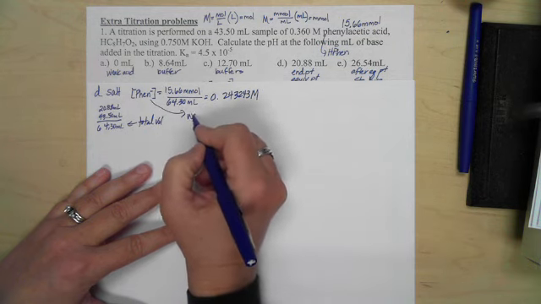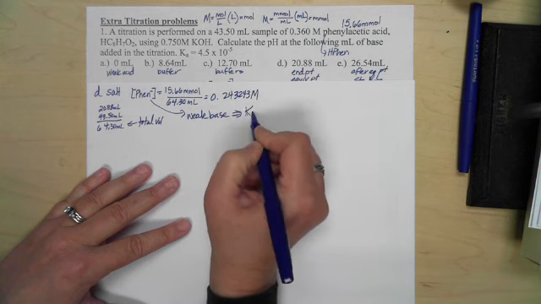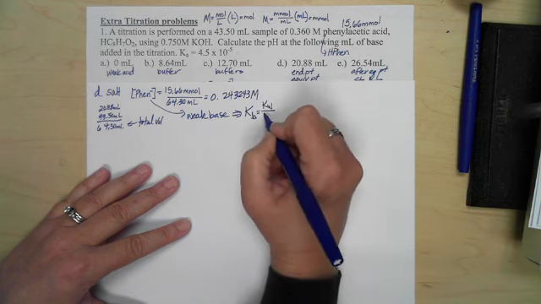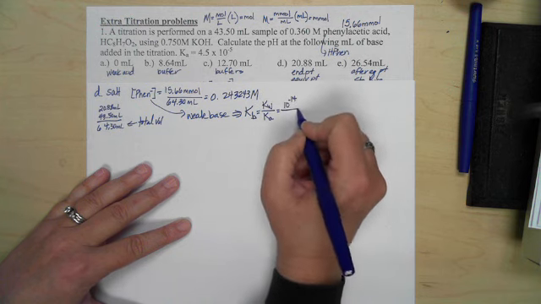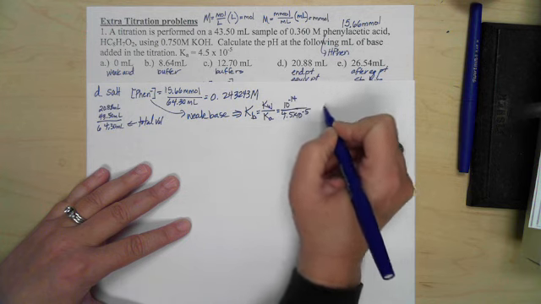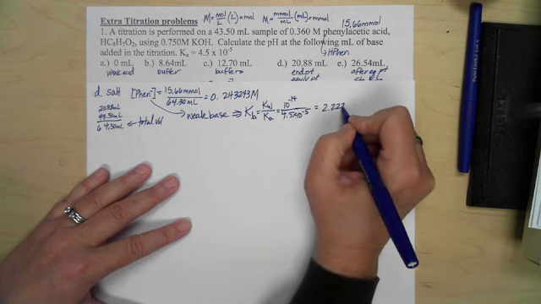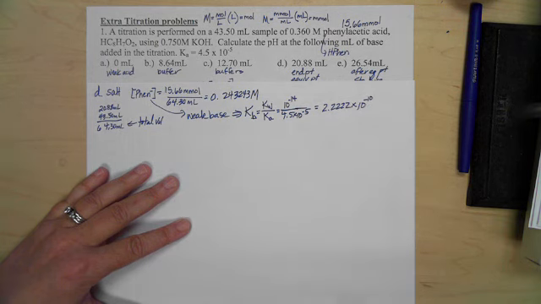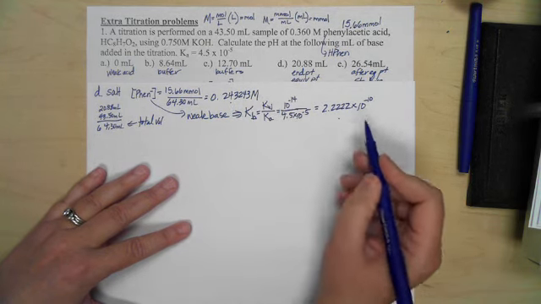Now, one other thing about a salt is we need the Kb value of it. It's a weak base. Weak bases need Kbs, but we only have our Ka. So remember, Kb is Kw divided by Ka, which means it's 10 to the minus 14th divided by 4.5 times 10 to the minus 5th, which is equal to 2.2222 times 10 to the minus 10. Okay, so now I have my new concentration, I have my new K value.